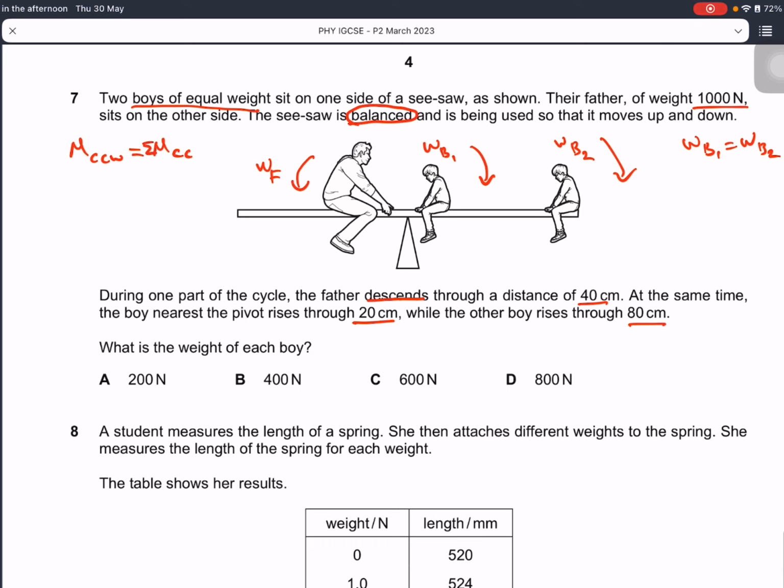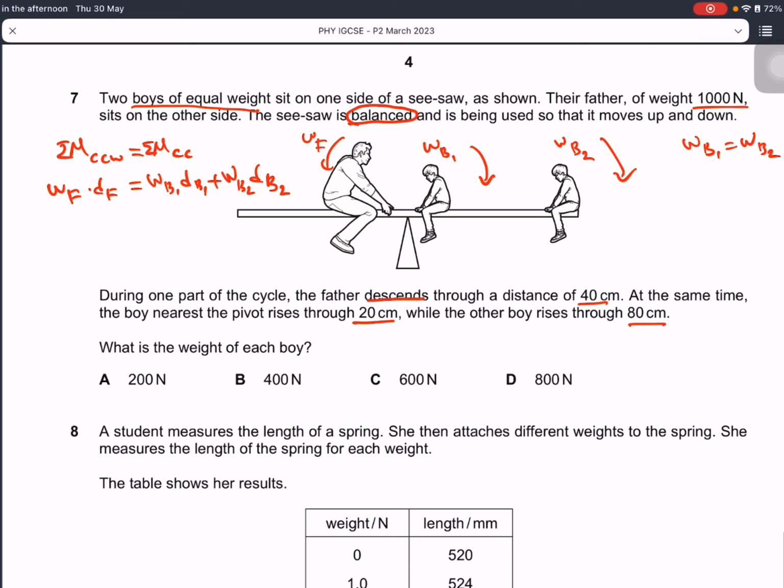Sum of the moments. This is the correct equation. On the counterclockwise side, we have only one moment, from the weight of the father. So weight of the father times distance of the father equals weight of boy 1 times distance of boy 1, plus weight of boy 2 times distance of boy 2.